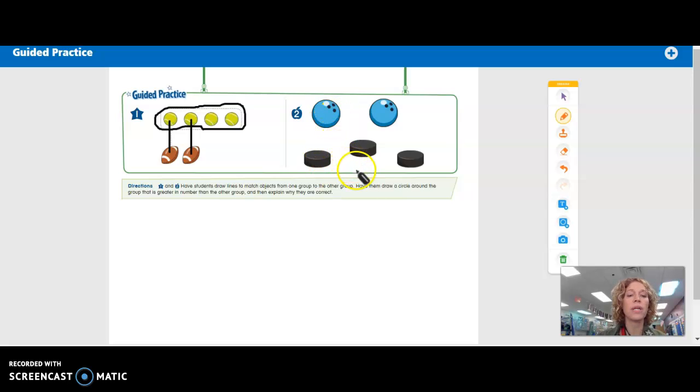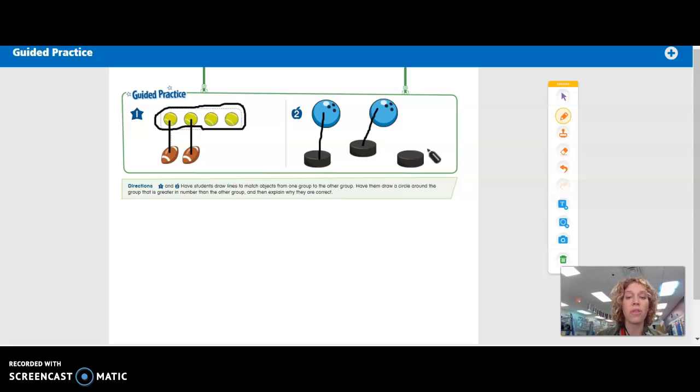So the first thing we need to do is match the objects. So let's match one bowling ball to a hockey puck, one bowling ball to a hockey puck. We have leftovers, so they're not equal. What do we have for leftovers? Hockey pucks, or a hockey puck, excuse me.